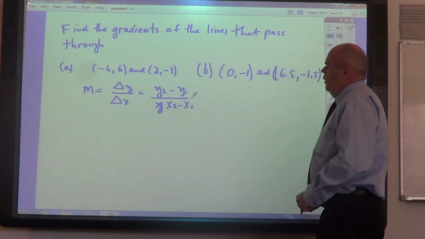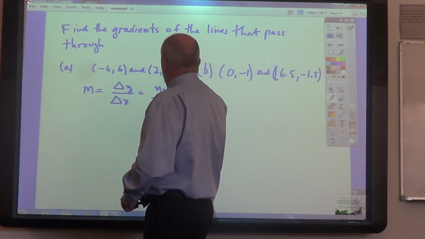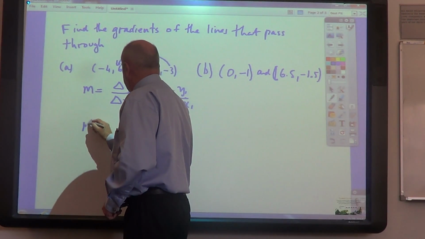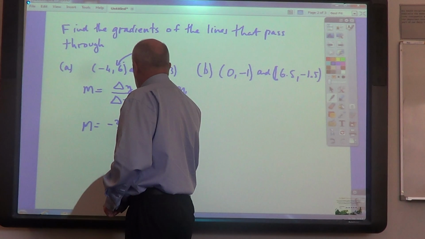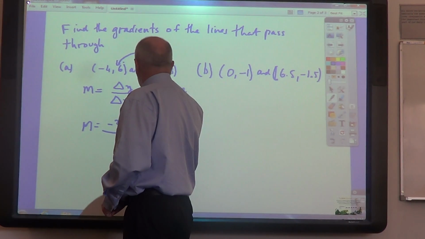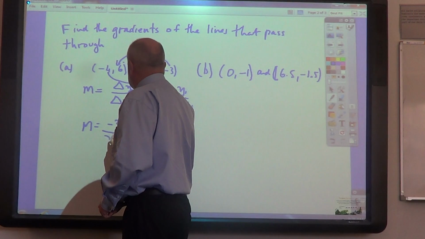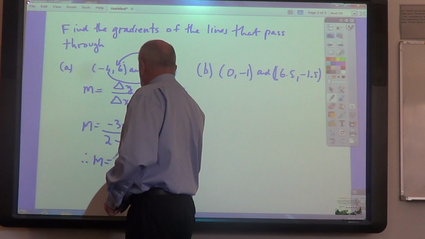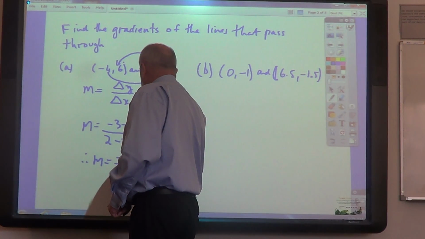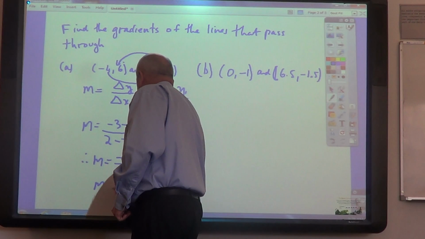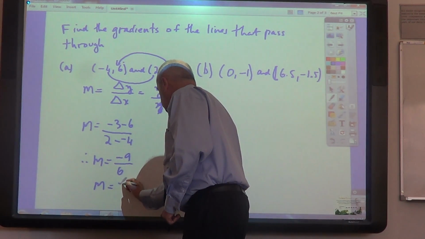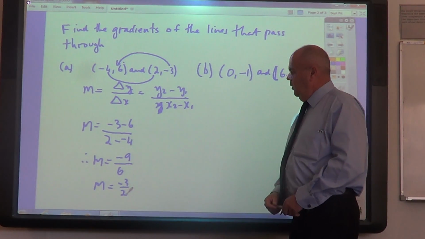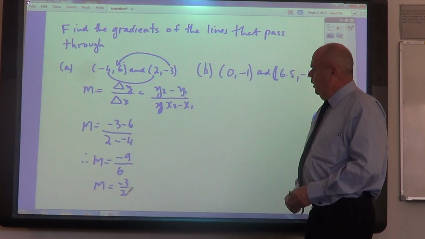Okay, now there aren't too many traps here, but I like to start on the left-hand edge and go this way. M equals -3 minus 6 over the difference in x values, which is 2 minus -4. So in this case, M equals -9 over +6, and M equals -3 on 2. And I'm quite happy for it to stay in that form. I don't really want to see M equals -1.5.